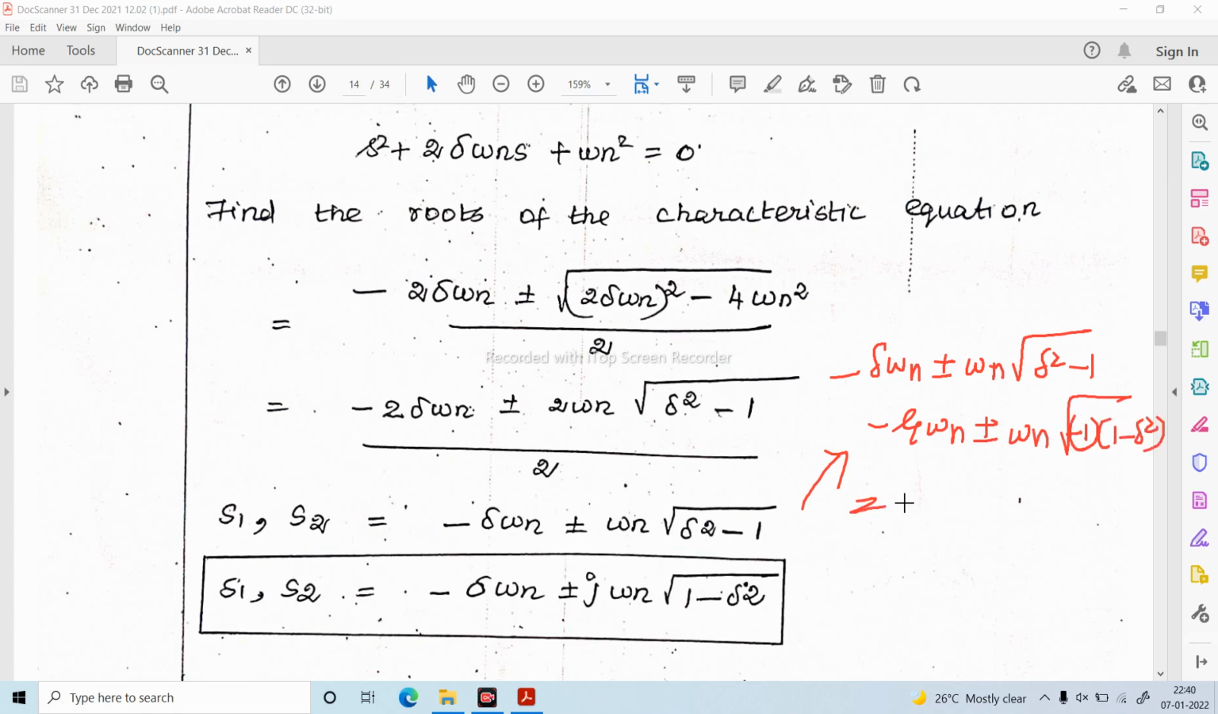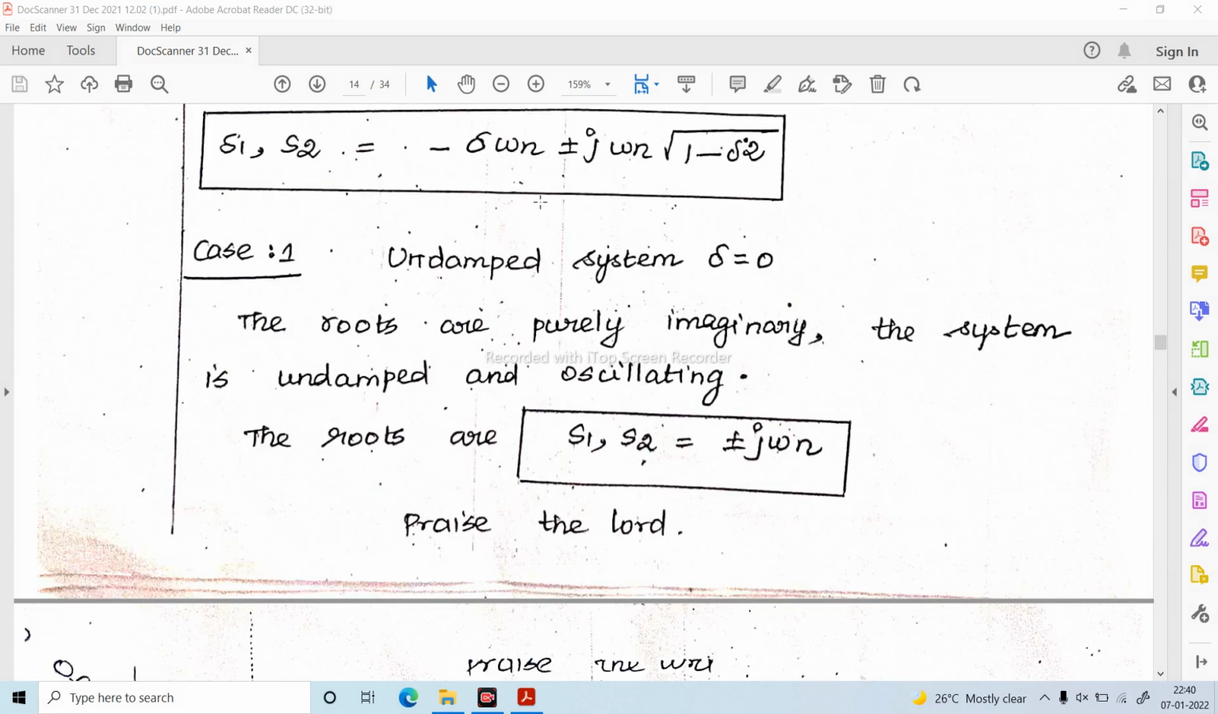So if we take this minus 1, omega n plus or minus omega n square root of minus 1 into square root of 1 minus delta square. What is the value of square root of minus 1? That is the imaginary value, that is j. So minus delta omega n plus or minus iota, that is j, omega n into square root of 1 minus delta square. So using the roots of this characteristic equation, I can find out the different types of system.